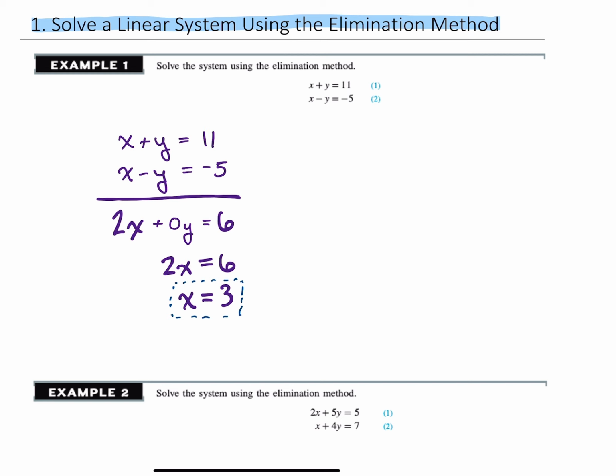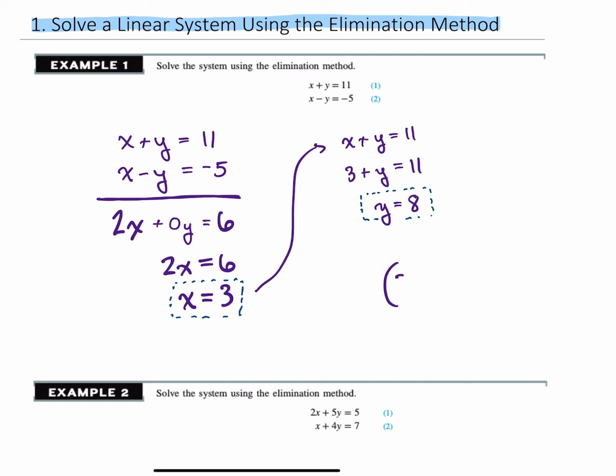So I can go back and plug this into either of the two original equations. Let's jump up here. I'll pick that first equation, x plus y equals 11. Let's substitute in 3 for x. So 3 plus y equals 11, and subtract the 3 over. So y will equal 8, and we get our y value. So our solution to the system, or the point of intersection of these two lines, will be 3, 8. 3 for x, 8 for y.